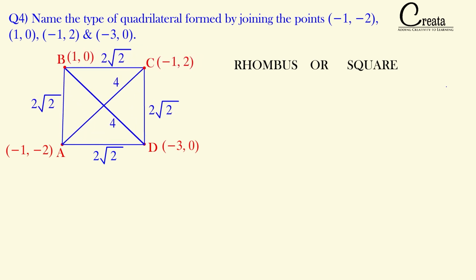So we got all the 4 sides of this quadrilateral as equal. Also both the diagonals are equal to each other, which shows that this quadrilateral is a square. The diagonals of the rhombus are not equal to each other, whereas the diagonals of the square are equal to each other. Okay, so this is the answer of this question.